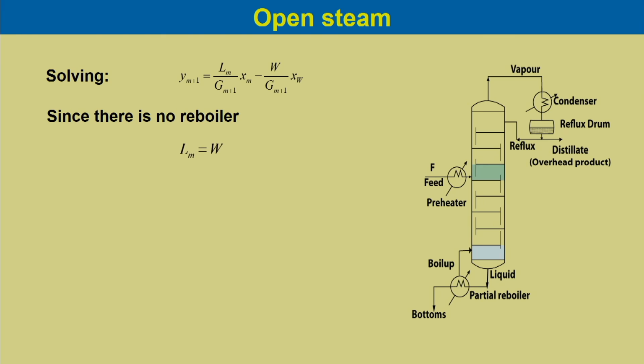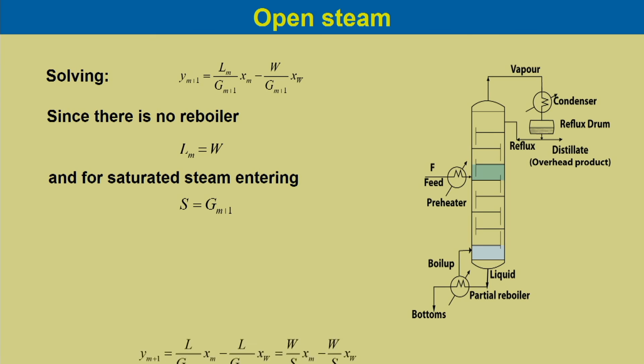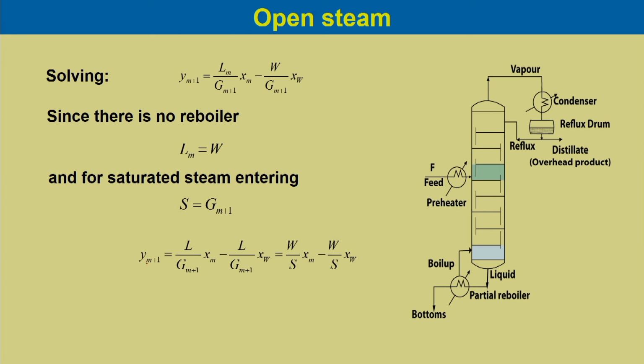Since there is no reboiler, Lm would be equal to W, and for saturated steam entering, S would be equal to Gm plus 1. Then the operating line equation in the stripping section would be Ym plus 1 equals W by S times Xm minus W by S times XW.